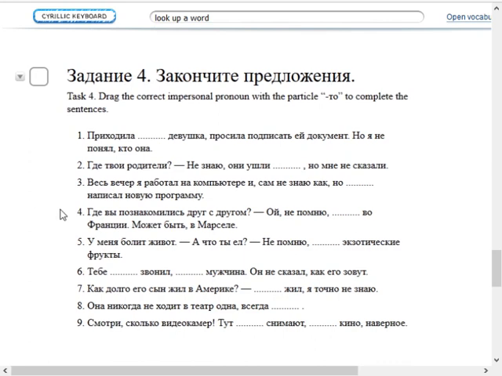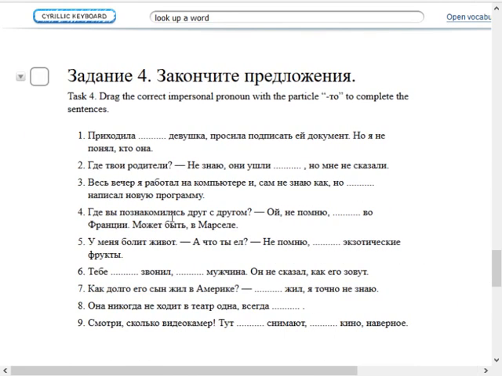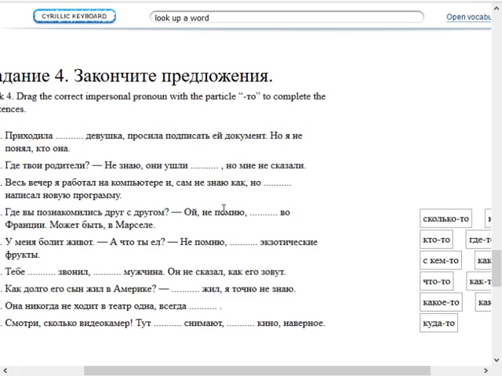Okay, moving on. Now we get to use the suffix то. So same idea again. Now we just have things where the person doesn't know what they're talking about, and so they say то. Okay. Приходила какая-то девушка, просила подписать ей документ, но я не понял, кто она. So a girl came here.